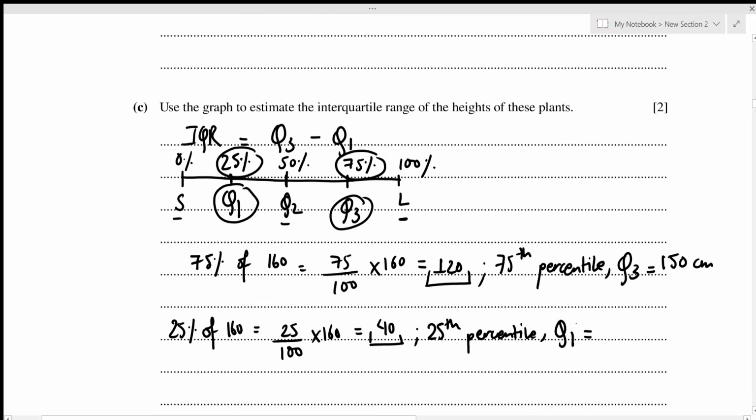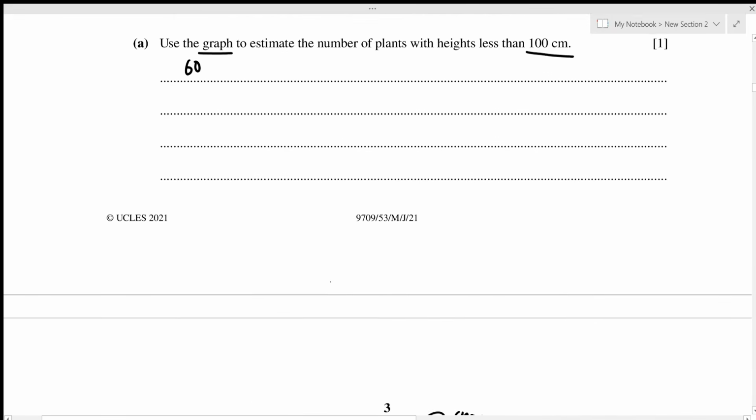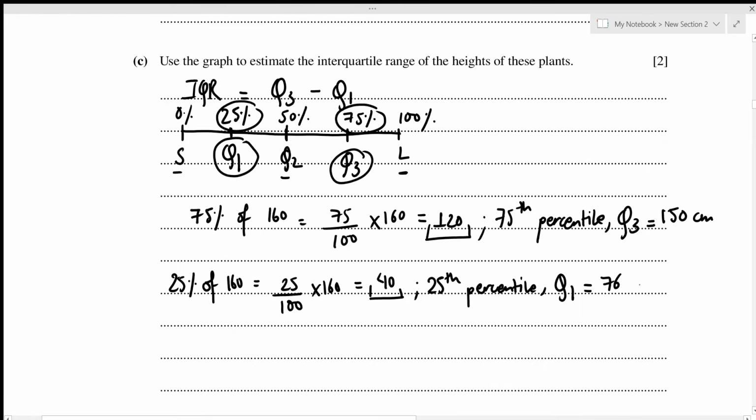So we're looking at the graph again for 40 sunflowers. So that's going to be right here. And the point on the curve is here, which has a corresponding point on the height axis right here. So that's 80, which means that this value is going to be 76. So the lower quartile will have a value of 76. So that's 76 centimeter. Now we need to figure out the interquartile range. So let's just substitute the value. That is 150 minus 76, which gives us the interquartile range of 74 centimeter.